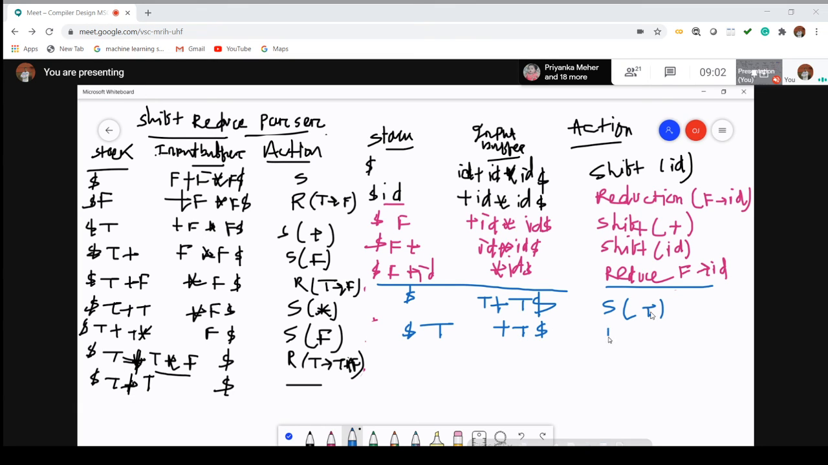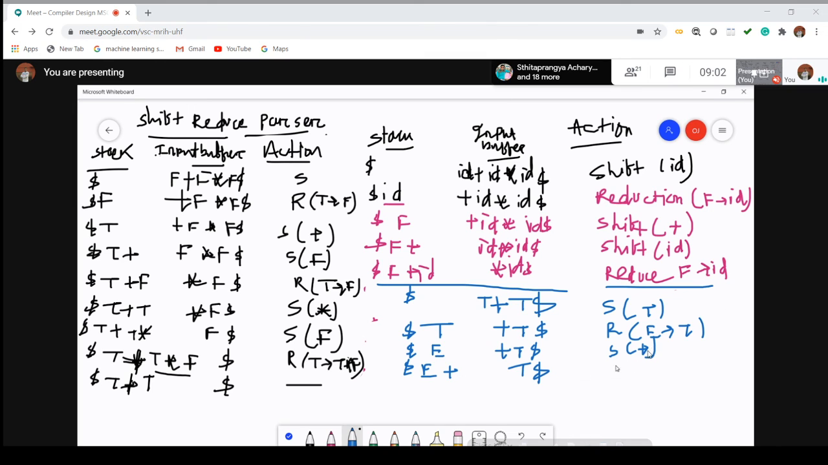Again, there is a reduce operation. There is a production from E to T, so you can easily replace it with the E value. The T value is to be replaced with the E. The rest will remain as usual, plus this one. Then again there is a shift operation. Plus is to be shifted, so the value equals E plus, then the remaining part equals T and a dollar.